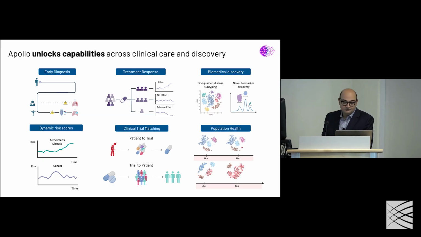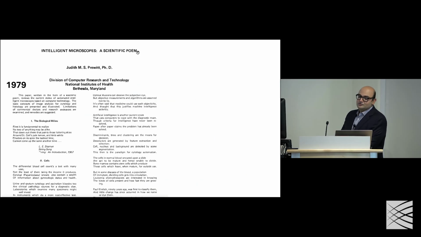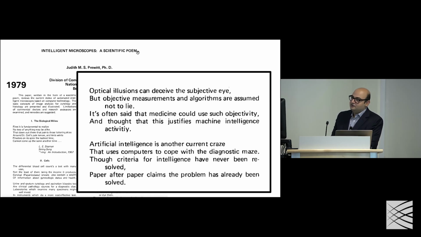We are beginning to get some early results for this, and we'll have more to say about this in the coming months. I want to end by showing this poem from Judith Prewitt. I think she wrote something that is very relevant today, and this was written in 1979. She writes that optical illusions can deceive the subjective eye, but objective measurements and algorithms are assumed not to lie. It's often said that medicine could use such objectivity and thought that this justifies machine intelligence activity. Artificial intelligence is another craze that uses computers to cope with the diagnostic maze. Though the criteria for intelligence has never been resolved, paper after paper claims that the problem has already been solved.